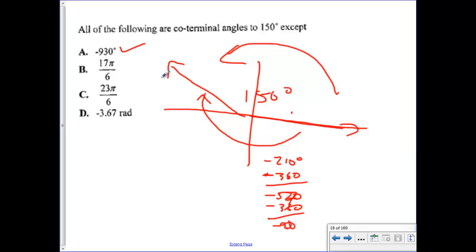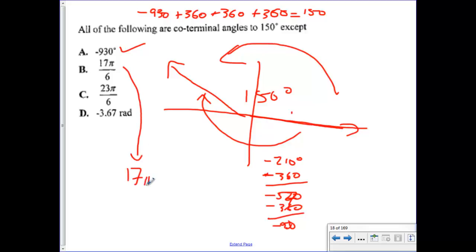Would you just be able to like add 360 and 930 to see if it would? Sure, that's a good way of doing it. If you did negative 930 and you added 360 and you added 360 and you added 360, I think it should equal 150. Does that make sense? So one of the ways you could have a coterminal angle is by going backwards around the circle. It's the same angle, it's just you've gone around the circle a few times.